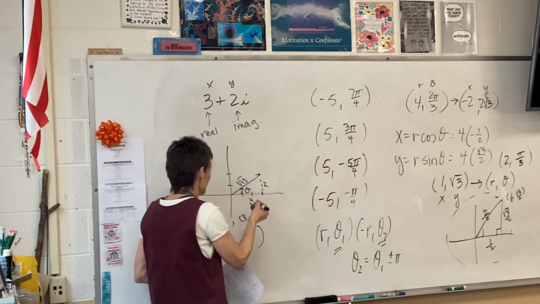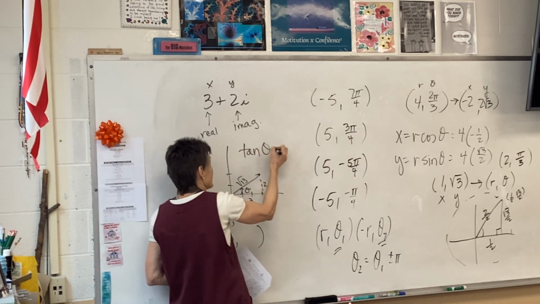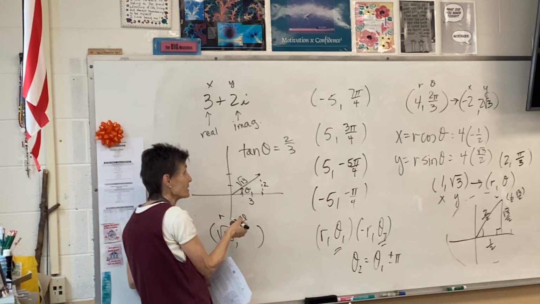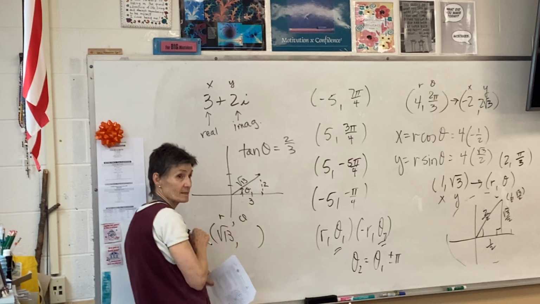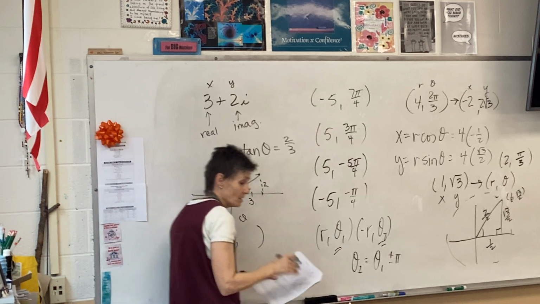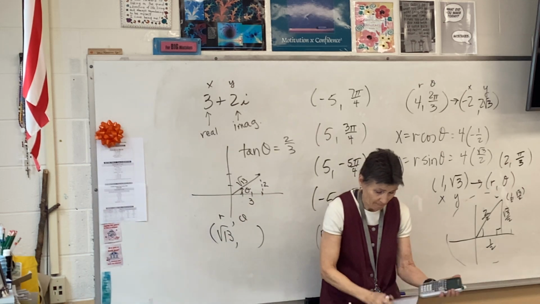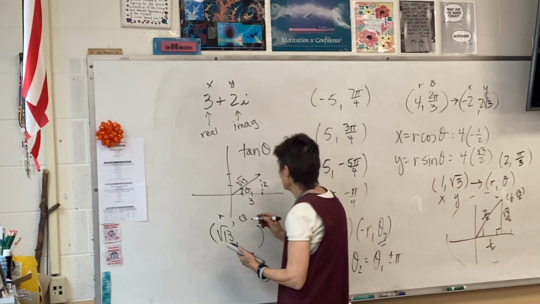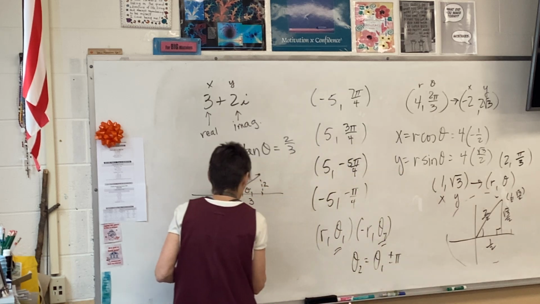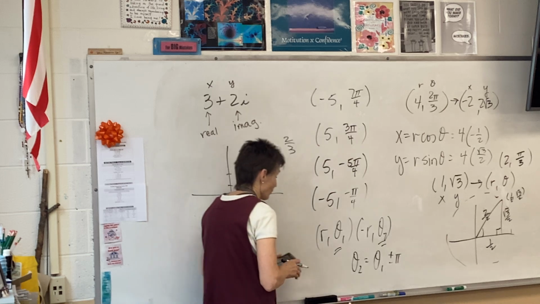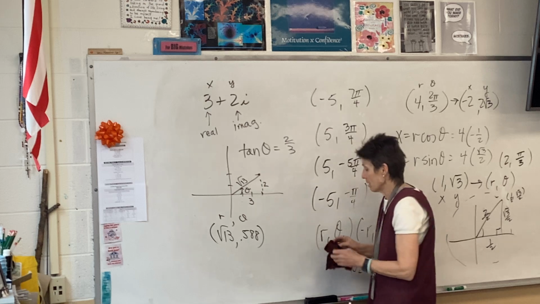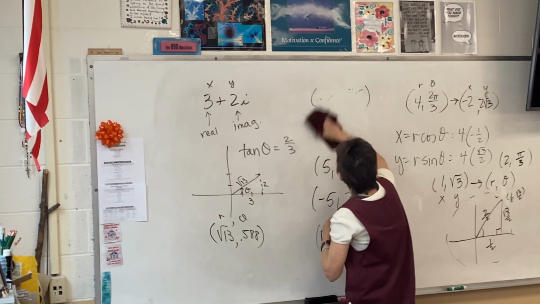I don't know what it is, because that is not one of my unit circle special angles. So I'm going to go to my calculator, and I know the tangent of that angle is 2/3, opposite over adjacent, y over x. So if I go to my calculator and inverse tangent of 2/3, I get 0.588. So the polar coordinates of that point are (√13, 0.588).